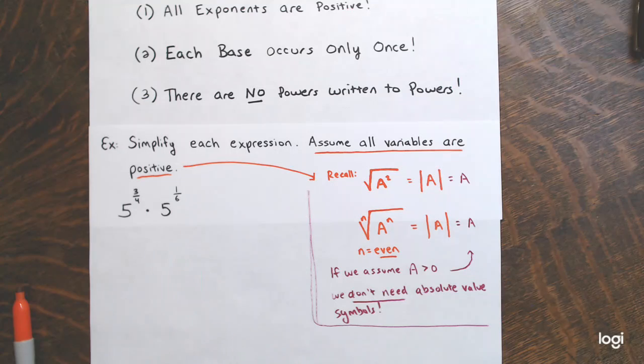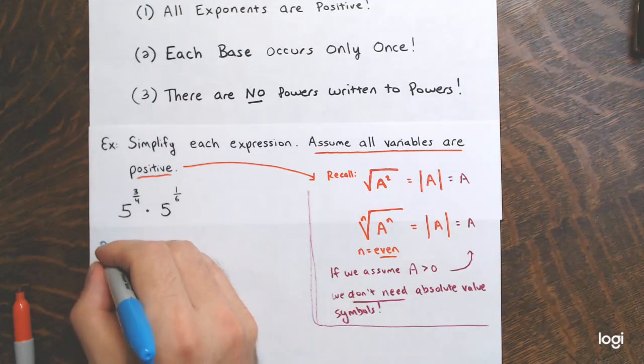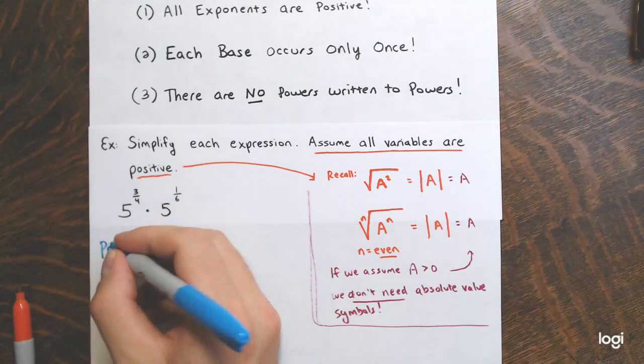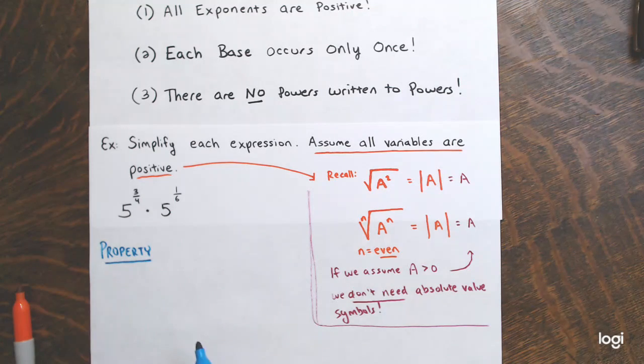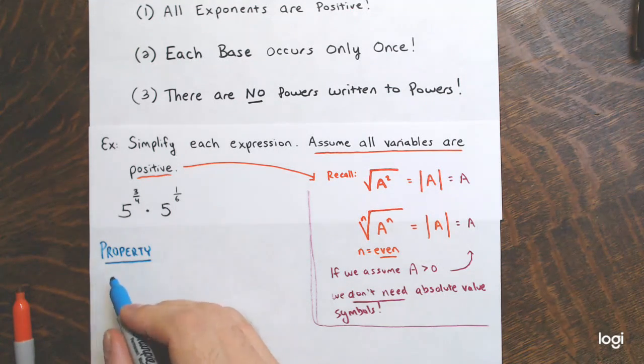I have a base occurring more than once. All right, so the property of exponents that's going to come into play for this example and in future examples is sometimes referred to as the product property. I'm just going to write it out.